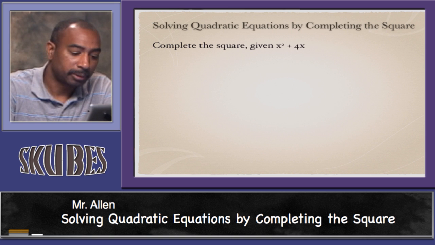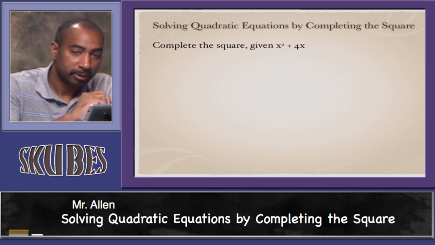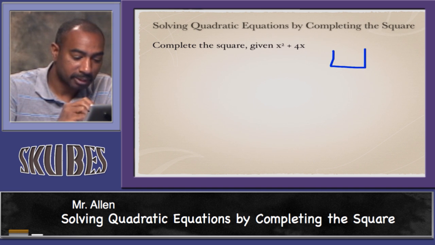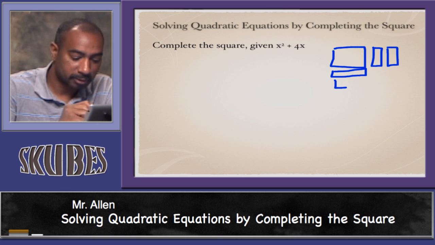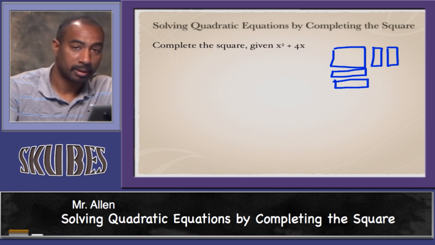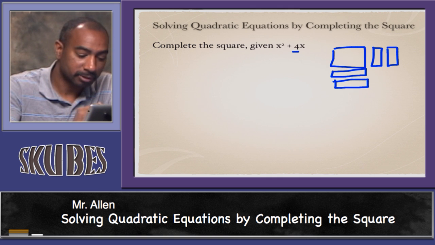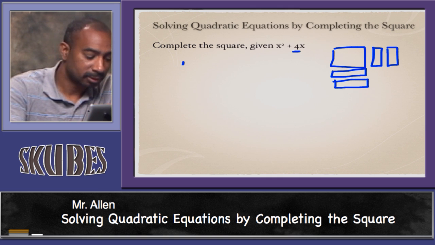All right, what if I asked you to complete the square of x squared plus 4x? If I were to represent it using algebra tiles, you just have this, x squared, and you have 4 x's. But you're missing what needs to be there to complete the square. Well, we have a process for that. What you do, you take the coefficient of the linear term, the number multiplied to x, and you divide it by 2. And that gives you 2.